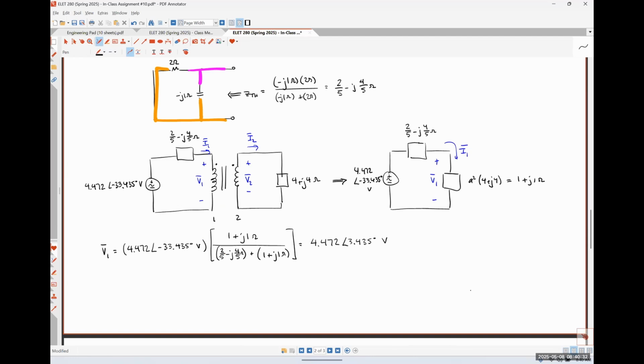So from here, how can we get I1? Ohm's law, okay? So we could either do the V1 that we just found divided by that 1 plus J1, or we could do V Thevenin divided by those two impedances in series, and either way is going to give us our answer. So I'm just going to use V1 over 1 plus J1.